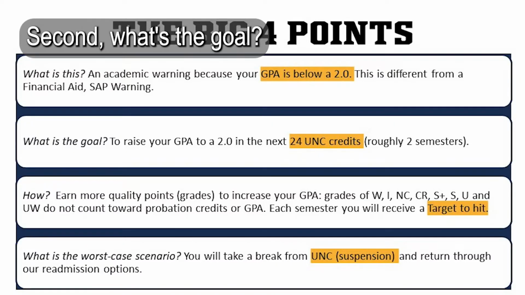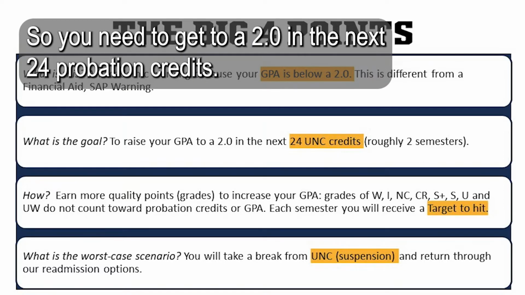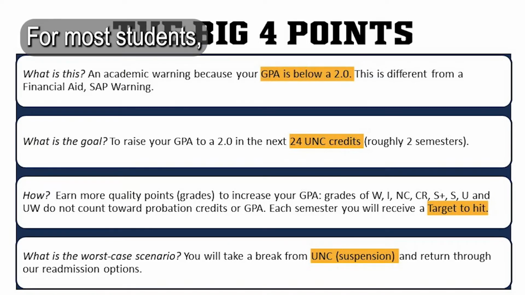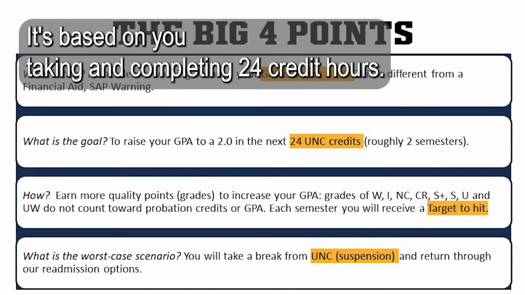Second, what's the goal? Well, we want you to raise your GPA above a 1.99, so you need to get to a 2.0 in the next 24 probation credits. For most students, that's about 2 semesters, but it is not based on the semesters. It's based on you taking and completing 24 credit hours.